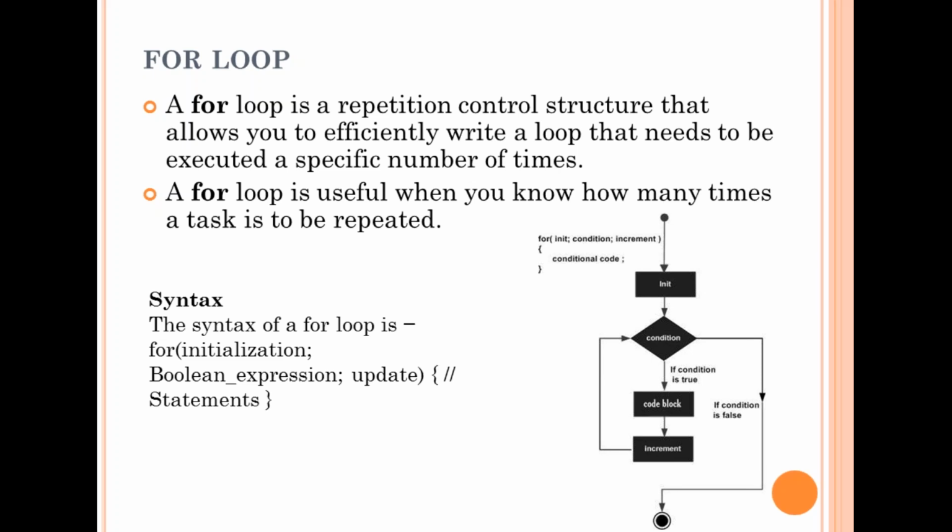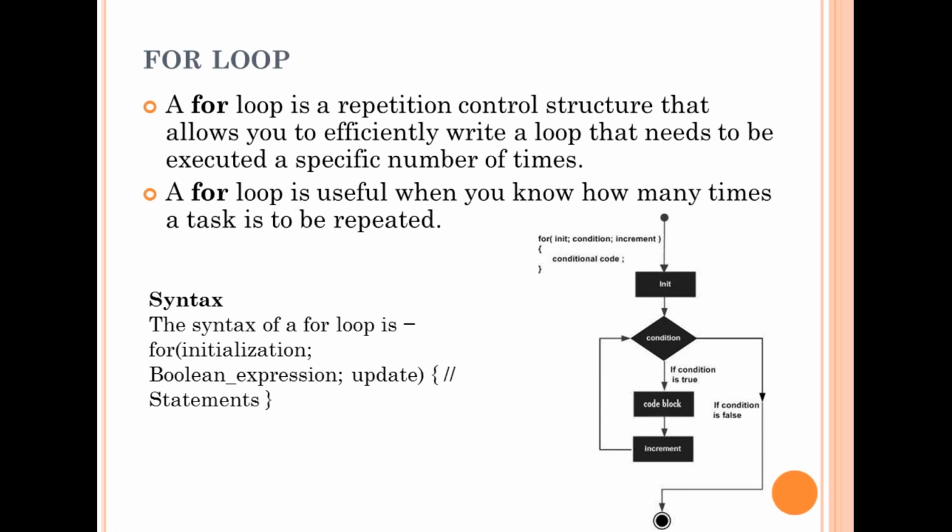Here's the flow of control in a for loop. The initialization step is executed first and only once. This step allows you to declare and initialize any loop control variables, and this step ends with a semicolon, as we can see. Next, the Boolean expression is evaluated. If it is true, the body of the loop is executed. If it is false, the body of the loop will not execute and control jumps to the next statement past the for loop.